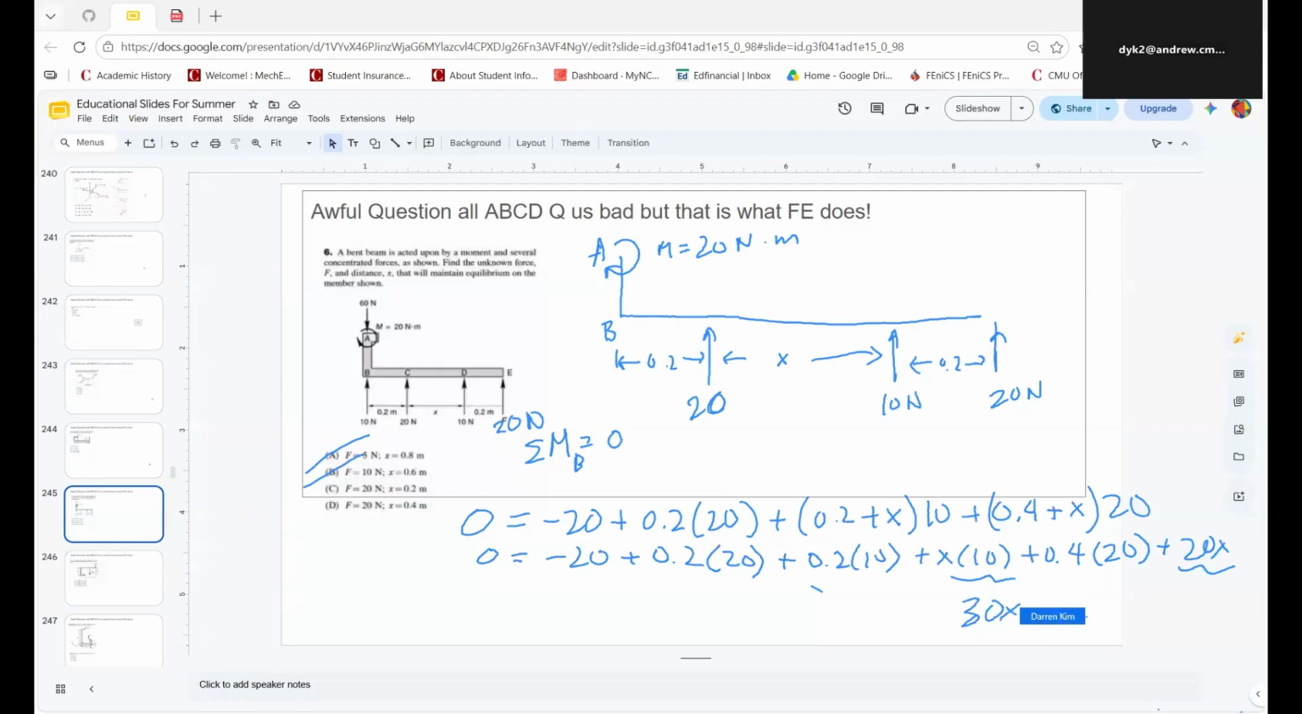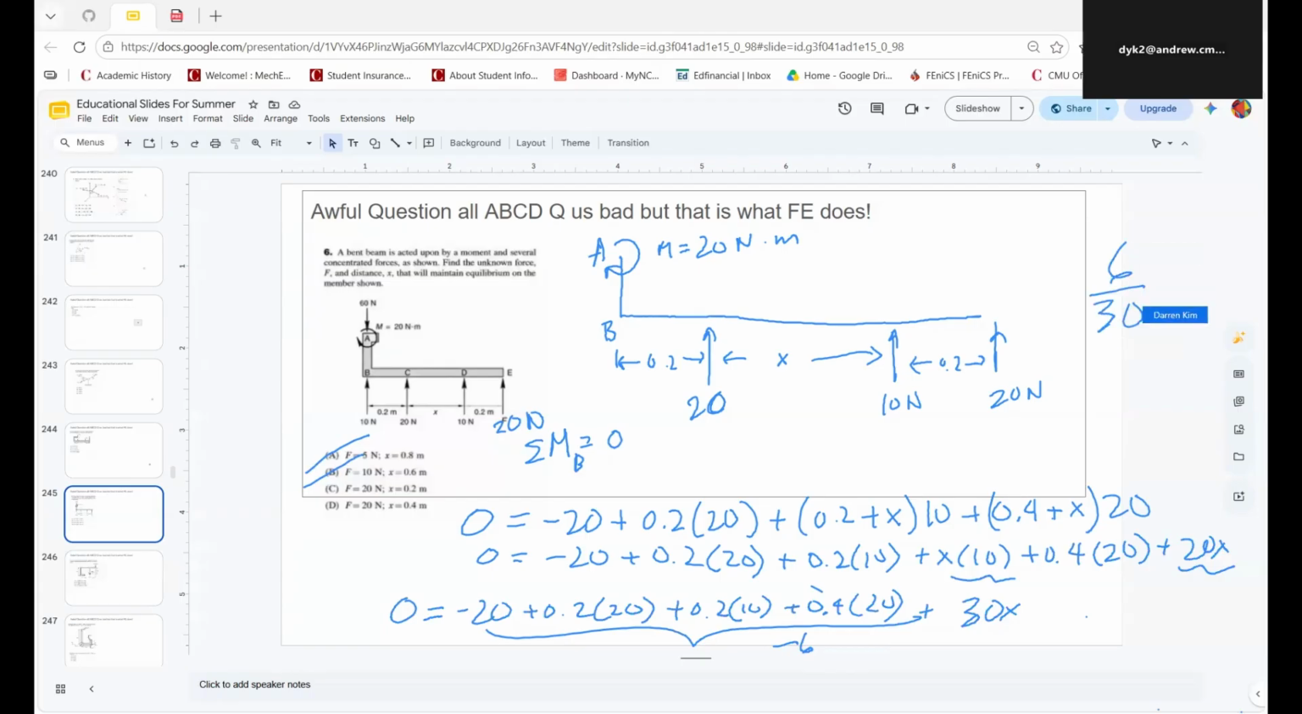Now we can plug the rest into a calculator, or we can do it ourselves: minus 20 plus 0.2 times 20, plus 0.2 times 10, and then plus 0.4 times 20. Either way, it's a risky operation because there are so many things, and it's very easy to make a mistake on your calculator. By the way, your calculator has a lag, so if you do it too fast, it doesn't calculate everything. You want to do it a little bit slow. I got minus 6. So if I go the other way, 6 divided by 30 equals x.